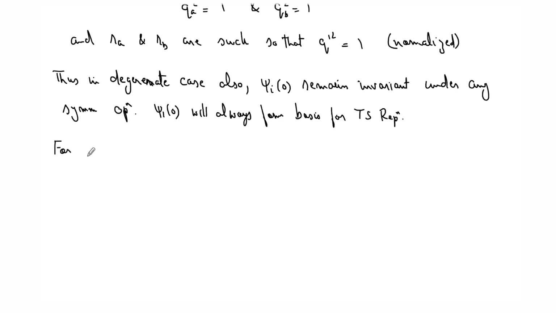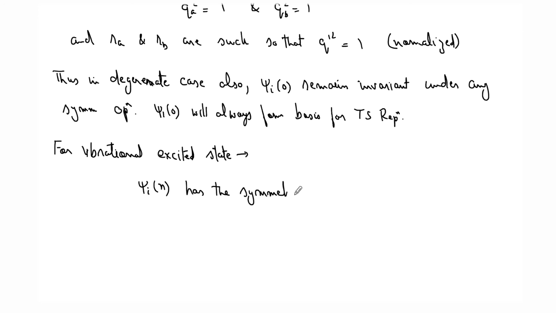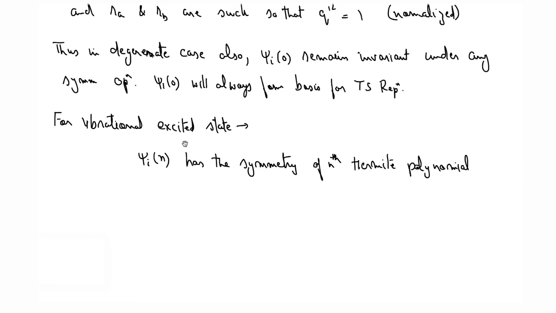So for a vibrational excited state, psi in has the symmetry of the nth Hermite polynomial, right? Other than that, nothing is contributing into the symmetry. So let's see how it happens. So for the first excited state, we have n equal to 1.